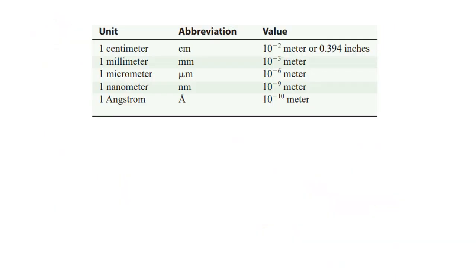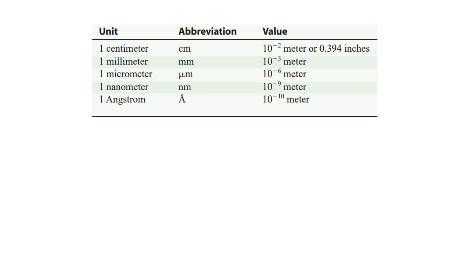So before going to the microscopy, we must know about some basic values, some basic mathematical expressions that will be used in microscopy. The first thing is you must know that 1 centimeter is 10 to the power minus 2 meter, 1 millimeter is 10 to the power minus 3 meters, micrometer is 10 to the power minus 6 meters, nano is 10 to the power minus 9, and angstrom is 10 to the power minus 10.